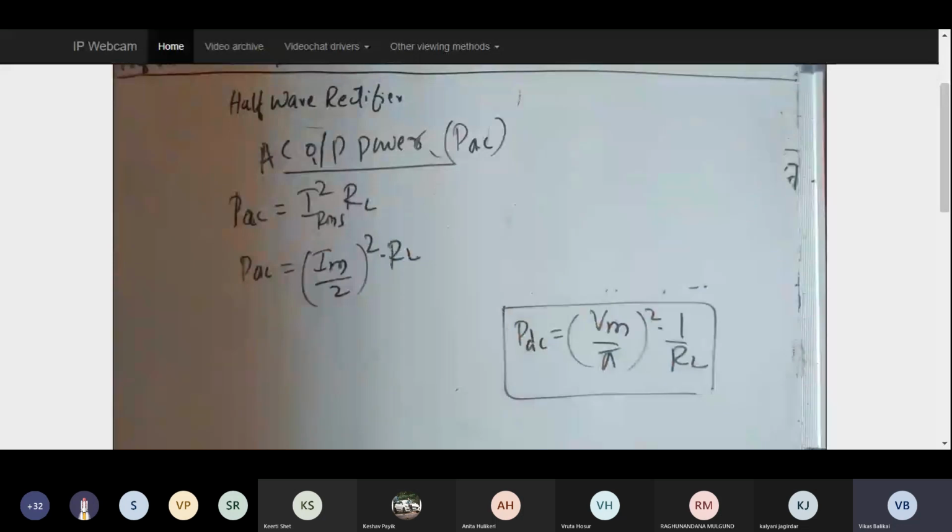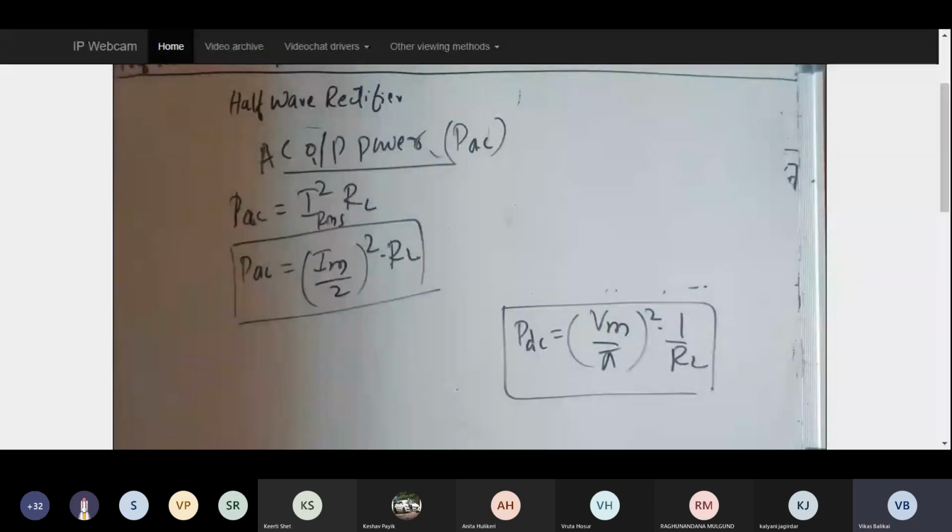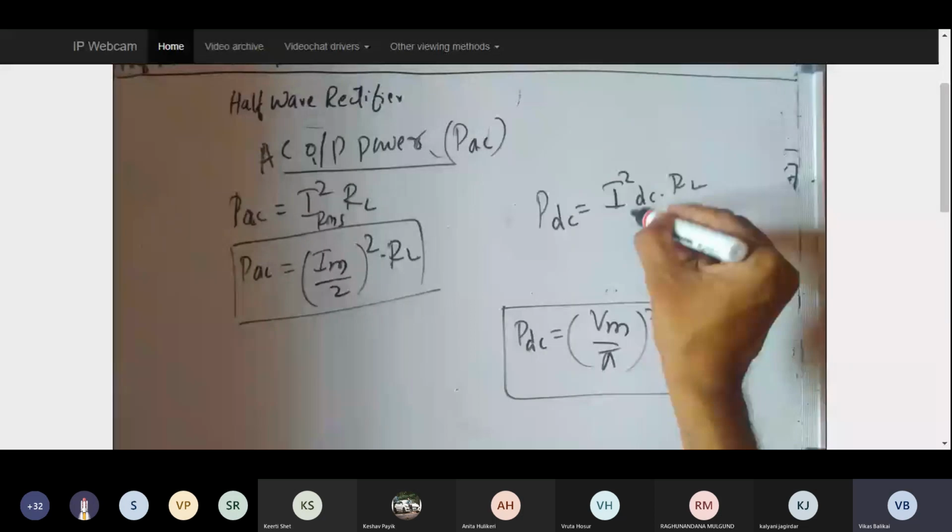So this is PAC, which is represented in terms of Im by 2 multiplied by RL, and PDC in terms of Vm by pi. I can even represent this in terms of Vm by pi, because anyhow when I started with my PDC, what did I take? PDC was I square DC into RL, and what is the equation for my IDC? It was Im by pi whole square into RL. So any equations are valid.